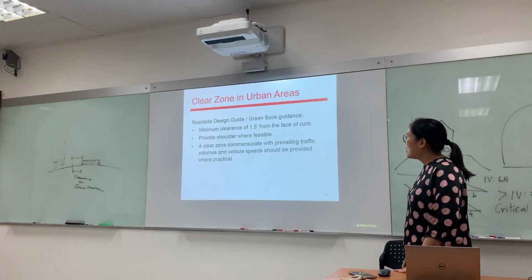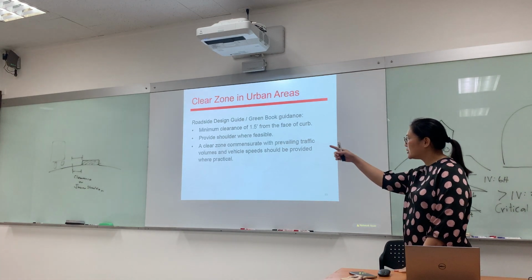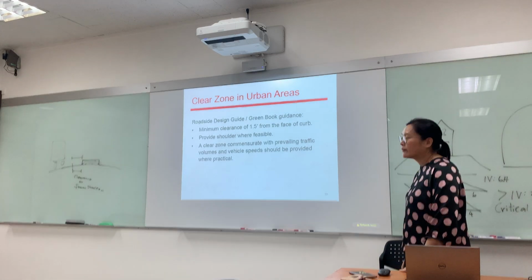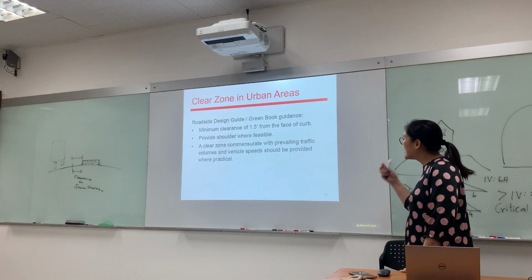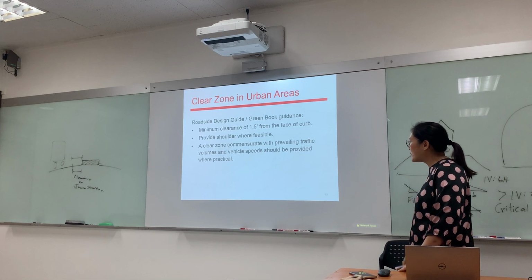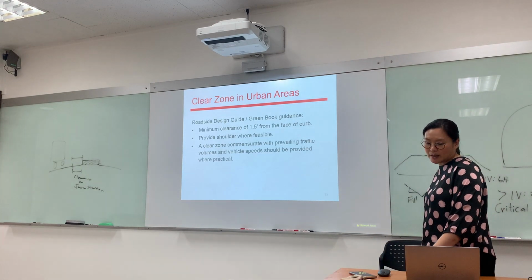Or provide a shoulder where feasible, inner shoulder or outer shoulder. A shoulder can help. Or a clear zone commensurate with prevailing traffic volume and vehicle speed should be provided where practical. So if there is any area where you can provide a clear zone, then try to provide some clear zone.